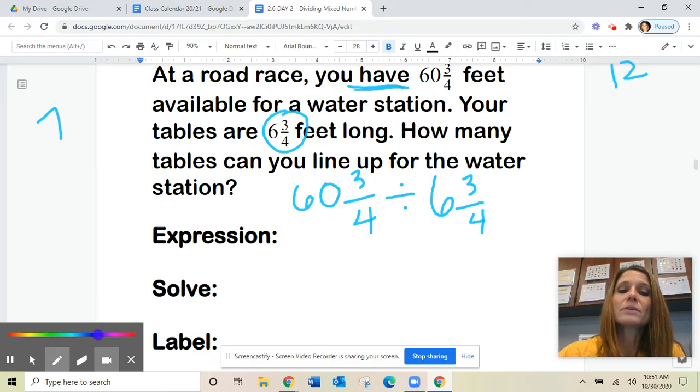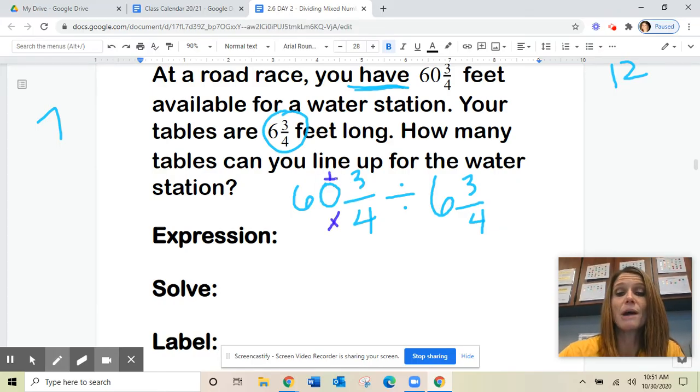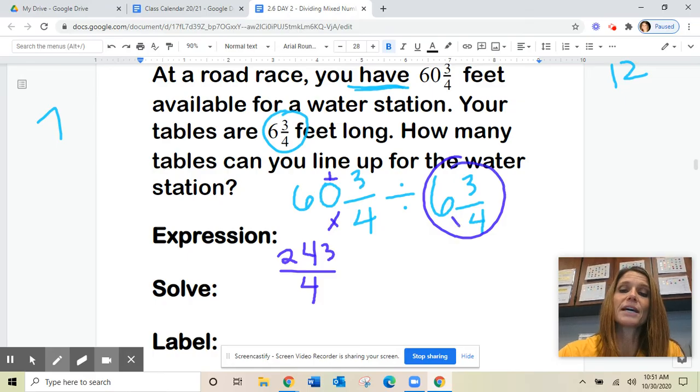So we're going to multiply and then add to turn each of these into their improper values. 60 times 4 is 240, plus 3 more is 243. Denominator stays the same. This value here would be 4 times 6 is 24, plus 3 more is 27/4. I'm going to reverse this, though, so that I can multiply it with the reciprocal.